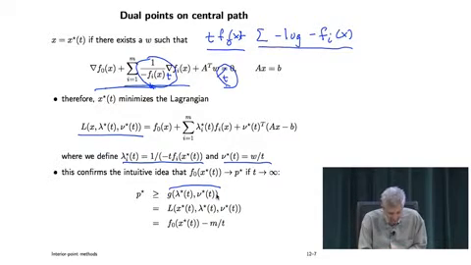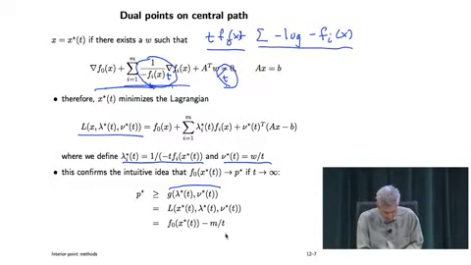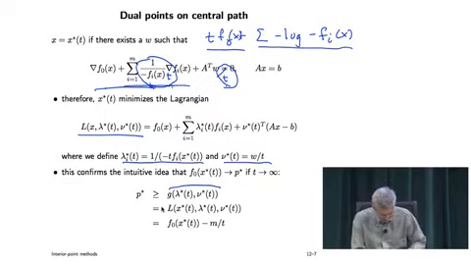Well, it's just L evaluated at these points. But that's f0 of x star of t, and then plus sum of lambda i star fi. But lambda i star is actually 1 over minus fi of x star times t. They cancel. This is just m over t. It's nothing more, right? And so you get this. And it's actually extraordinary.